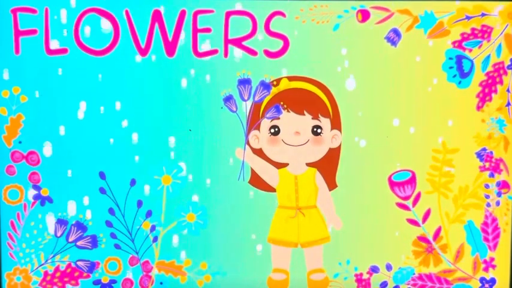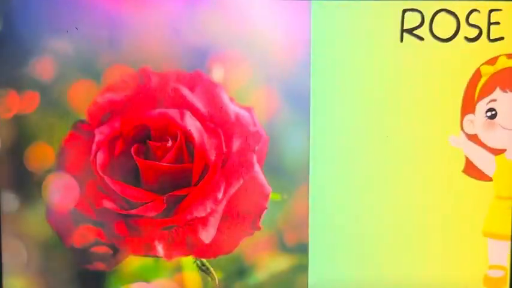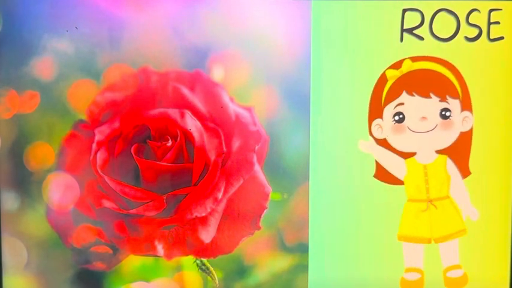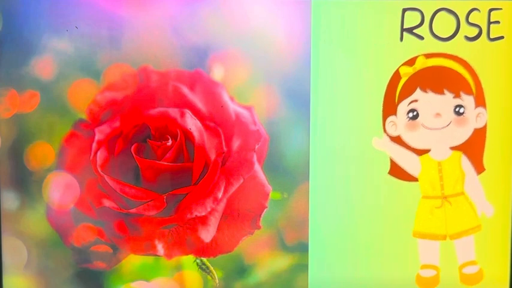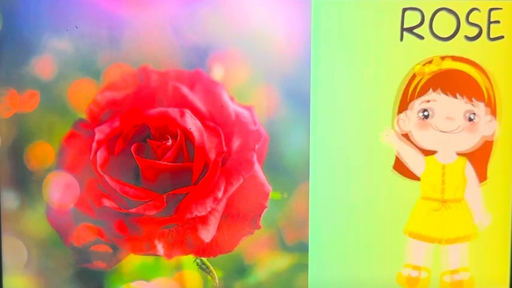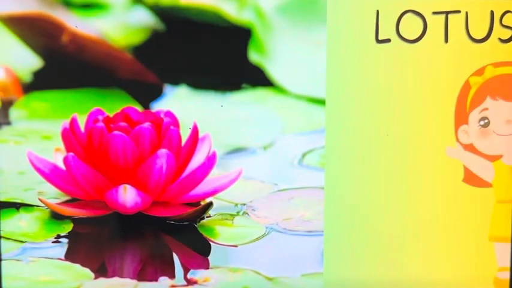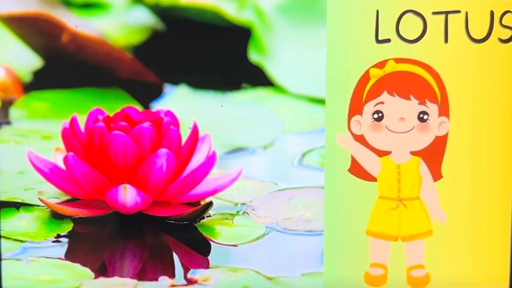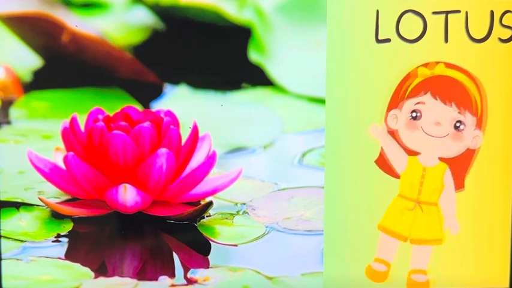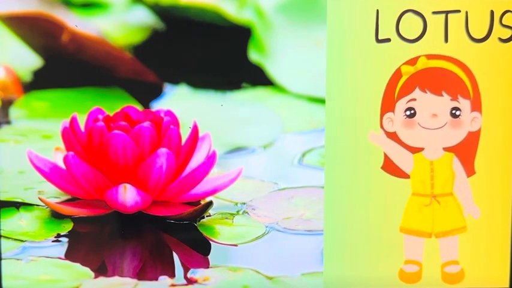We are going to learn flowers' names. Rose, rose, rose. This is rose flower. Rose. Lotus, lotus, lotus. This is lotus flower. Lotus.